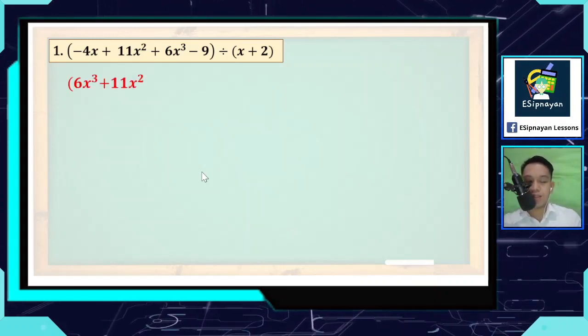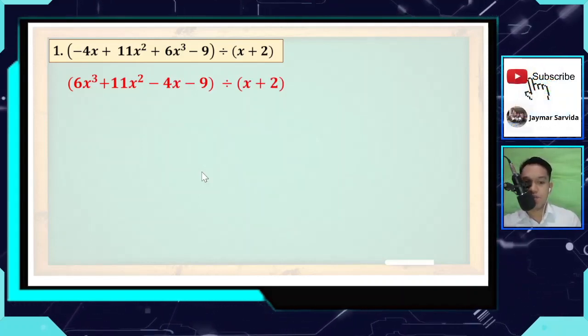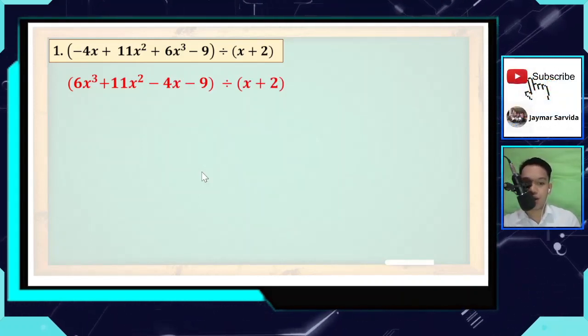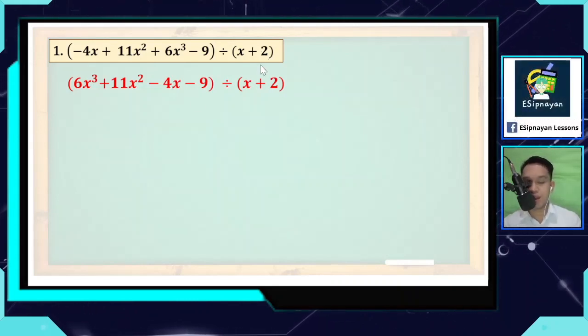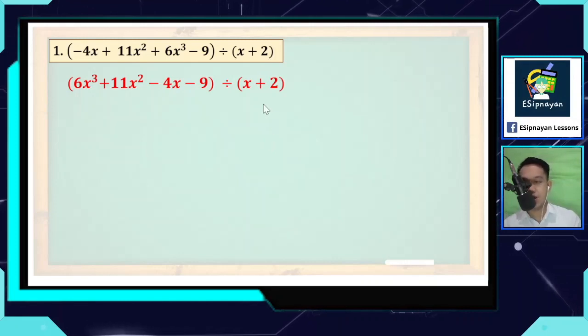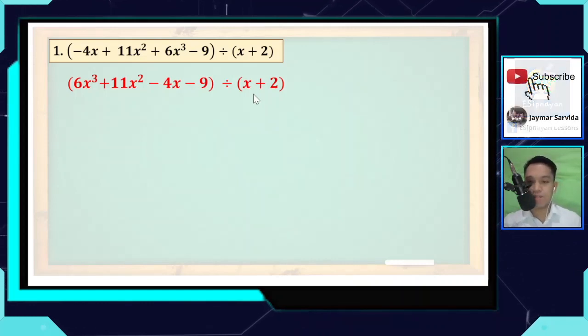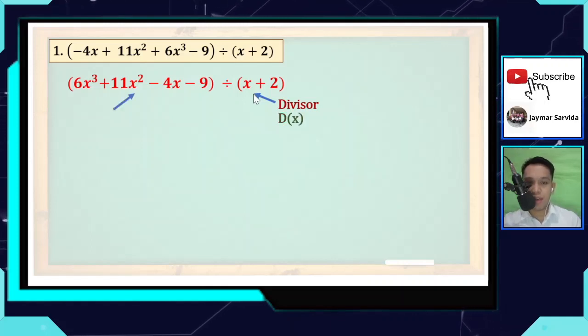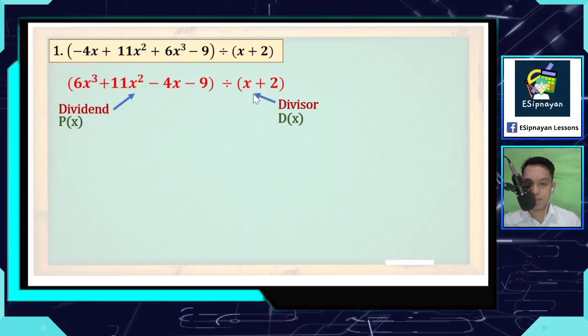So, ang standard form ng ating dividend ay 6x cubed plus 11x squared minus 4x minus 9 divided by, kopyahin mo lang itong divisor natin na x plus 2. Naka-arrange naman na yan in descending powers of x. Or naka-standard form na yan. So, yan yung ating divisor, which is the d of x. And here's the dividend, which is the p of x. Okay?